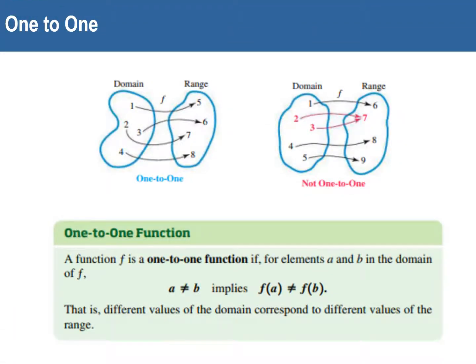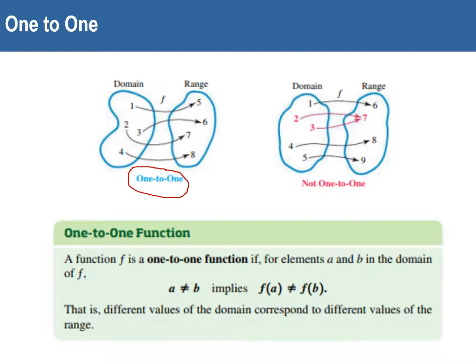Let's look at what is meant by a one-to-one function. A one-to-one function is a function for which every element, a and b, in the domain of f have different range values. So in this first example, 1 goes to 5, 2 goes to 7, 3 goes to 6, 4 goes to 8. This one is 1 to 1.